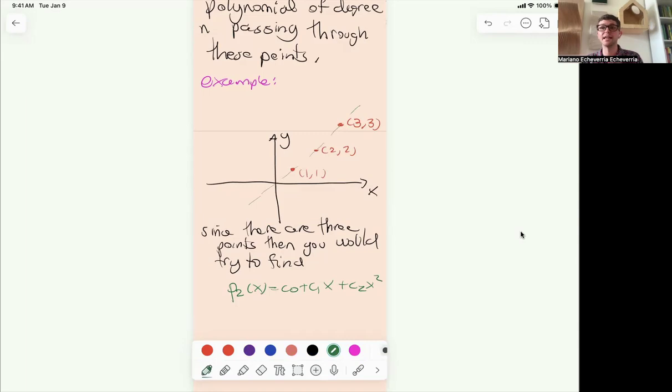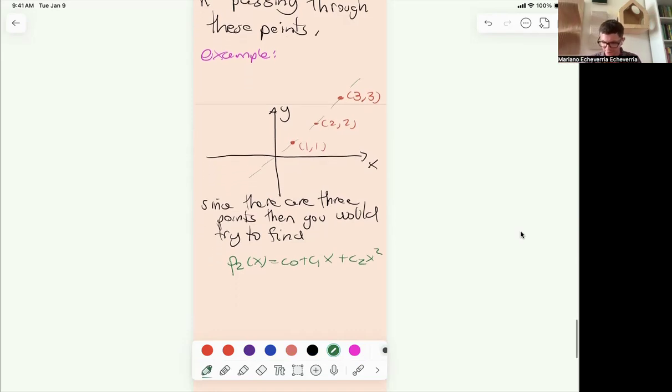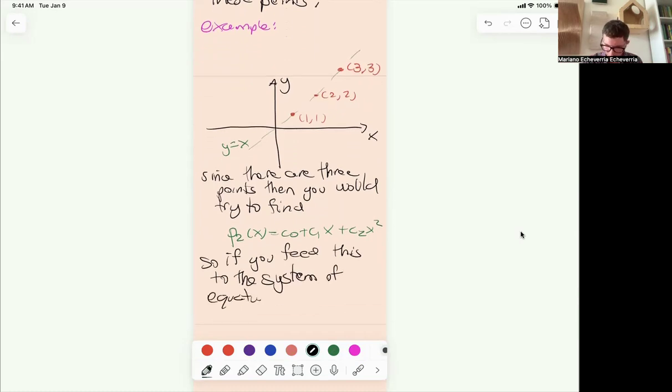So what I'm trying to say is that if you don't realize that, and you just feed this to the method, what you will find is that the method forces the largest coefficient, the coefficient in front of x squared, to be zero, right? So if you feed this to the system of equations, it will give you that C2 should be zero.